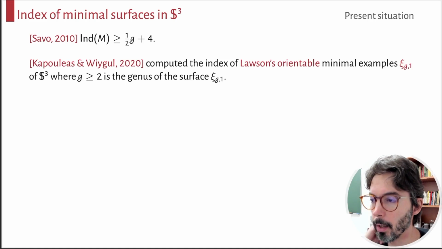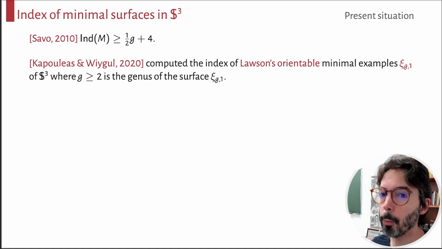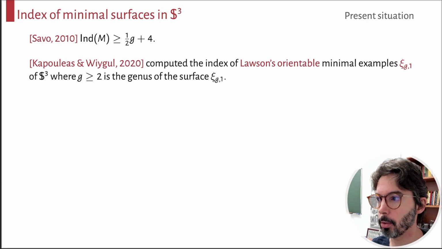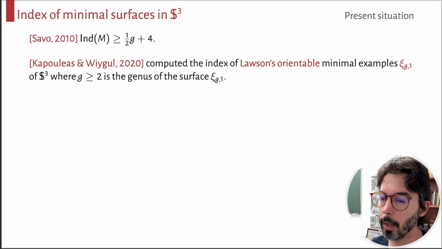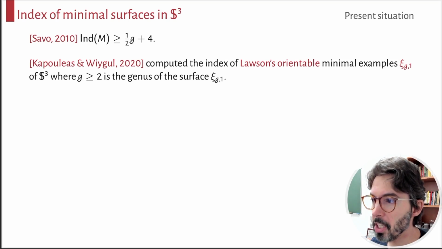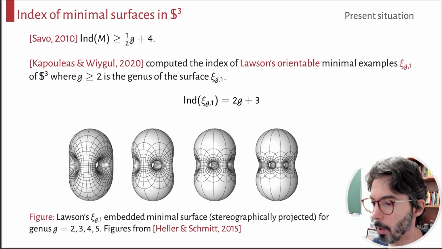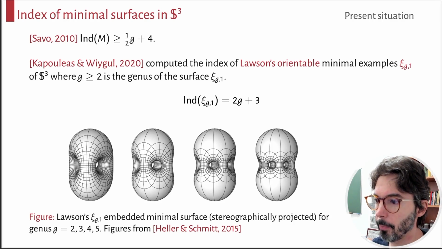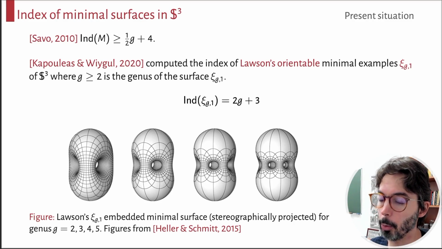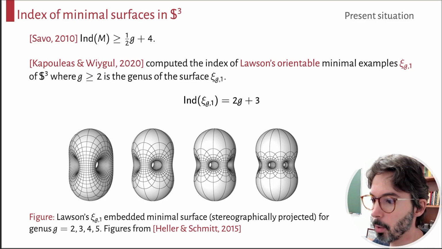Okay. So very recently, 2 years ago, Kapouleas and Wiygul computed the index of the Lawson's orientable minimal examples. So Lawson produced orientable minimal examples for every genus in the 3 sphere, and they are denoted by psi G,1, where G is the genus. Okay, and the index of these minimal examples is actually twice the genus plus 3. Here I present some pictures of how these minimal surfaces look, by Heller and Smith, for genus 2, 3, 4, and 5. The pictures are done projecting stereographically the minimal surfaces in S3 to R3.